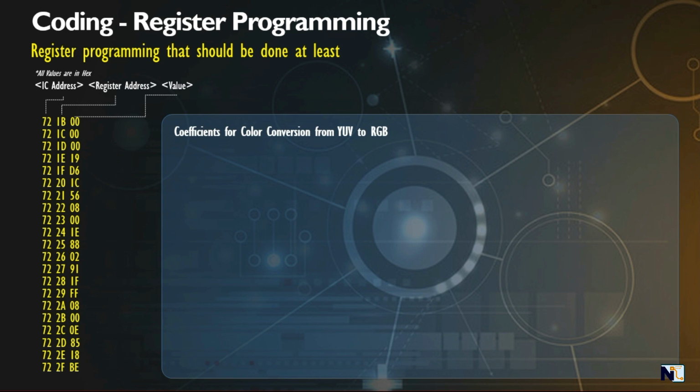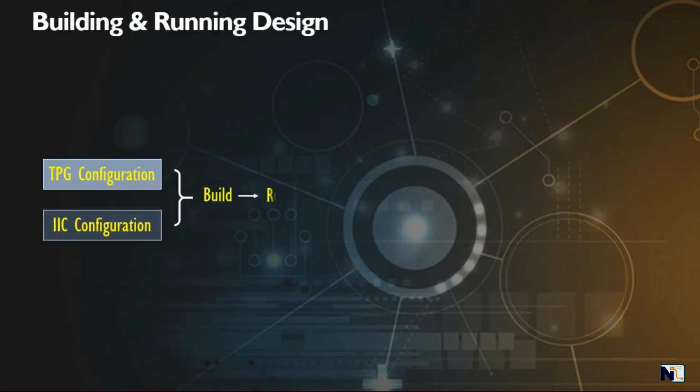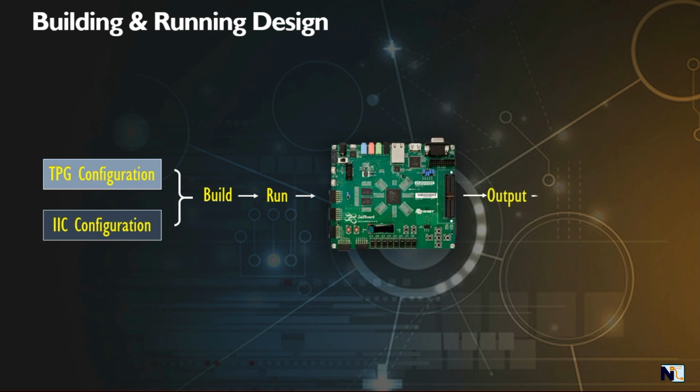The following register programming is done to set the coefficients for color conversion from YUV to RGB. The values are set according to the values given in tables 56 and 57. Okay, this is taken from the ADV7511 programming guide. Currently the table 56 register values have been used. Finally, we covered these programming steps. It completes our SDK application development.